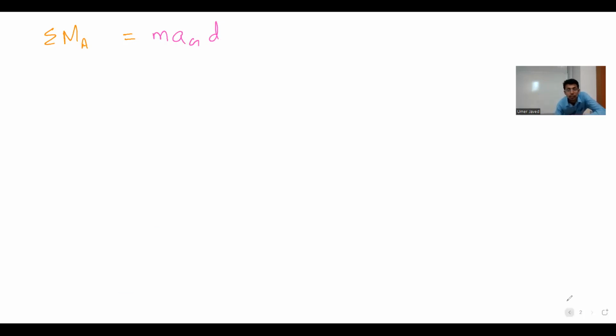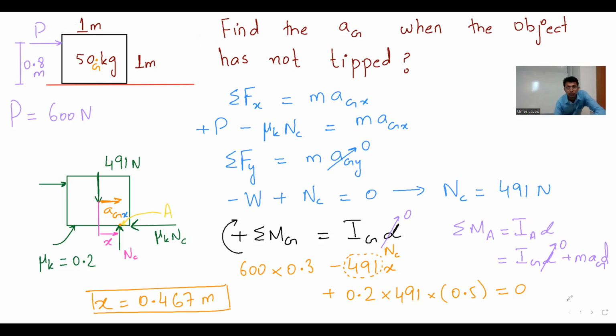And then you can repeat the process. Theoretically, you should get the same answer. So what is AG? You have already found it, 10. So why did we find X there? I don't understand what was the point of finding X. Because you want to see whether the object has tipped or not.